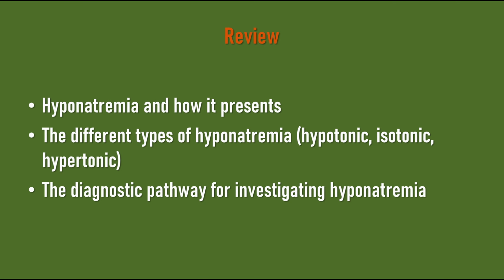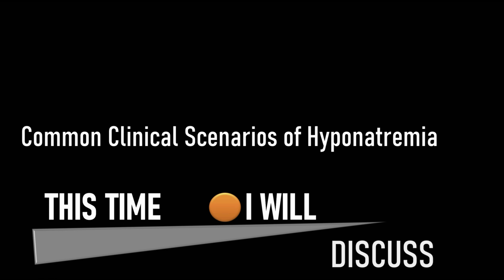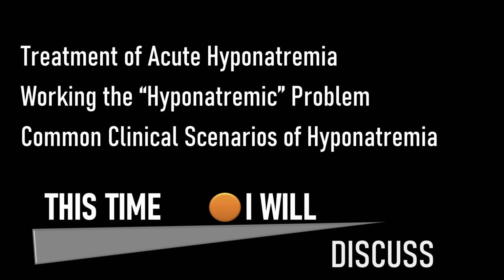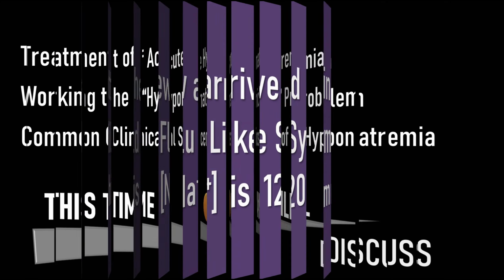Welcome back. In the previous tutorial I discussed hyponatremia and its physiology and how it presents. We then discussed the different types of hyponatremia: hypotonic, isotonic, and hypertonic. I subsequently discussed the diagnostic pathway for investigating hyponatremia. In this tutorial, I'm going to look at some common clinical scenarios of hyponatremia, working the hyponatremic problem, and the treatment of acute hyponatremia. Let's start with a clinical scenario.